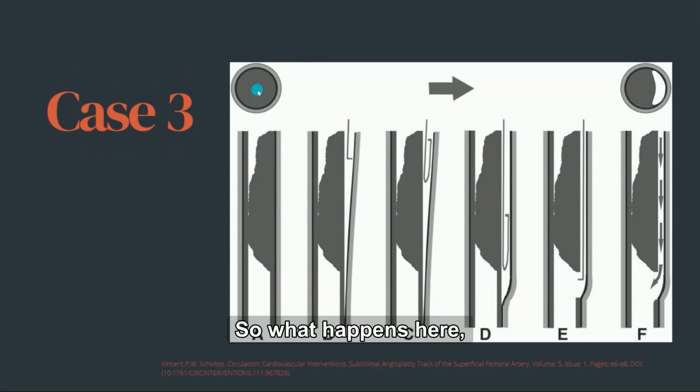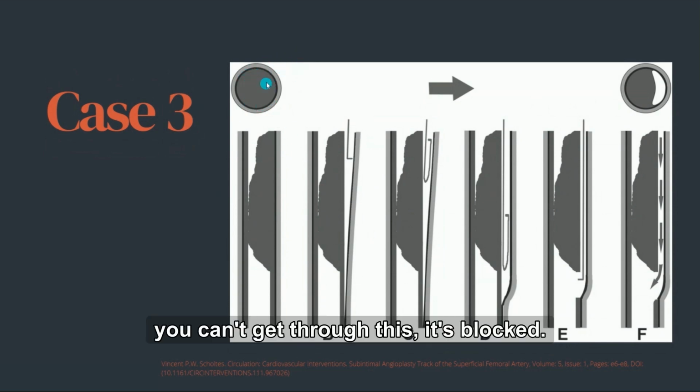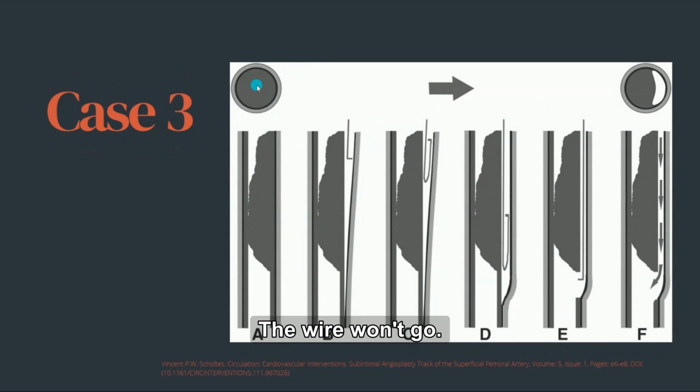So what happens here? You've got the intimal layer of the artery and this occlusion. You've got the media, the muscular layer, and then you've got the externa, the tunica externa. You can't get through this. It's blocked. The wire won't go. So you've got this occlusion here.